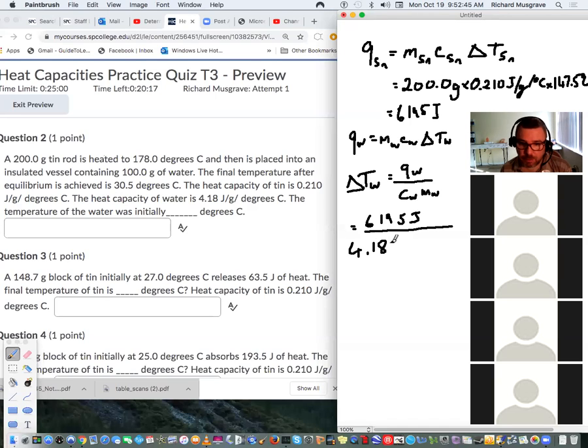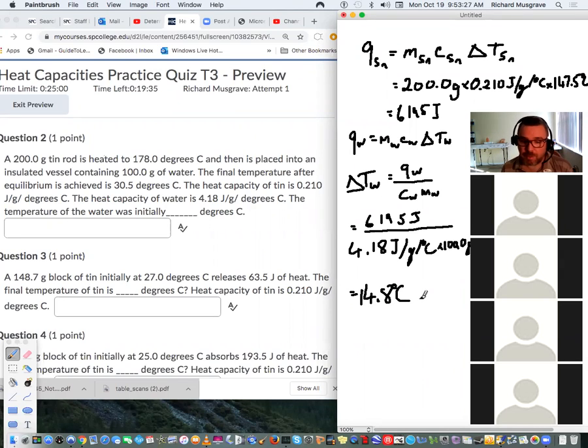The specific heat is 4.18 joules per gram per degree Celsius. And then the mass of the water is 100.0 grams. So I do the math on that. This will give me the change in temperature of the water. You'll notice it will be a lot less than the iron because the heat capacity is higher. All right, I get 14.8 degrees Celsius, taking that down to 3 sig figs.